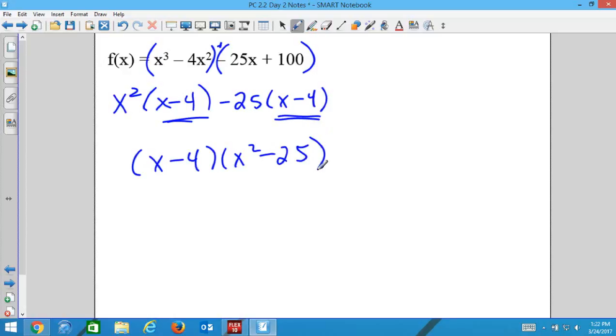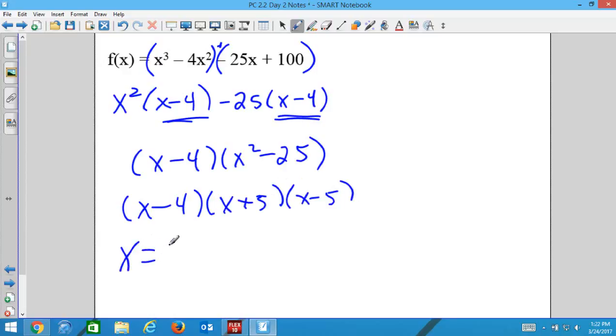Is it factored completely? No. So we have a difference of squares. And then we can find our factors: 4, negative 5, positive 5. Any multiplicity? No. So what's going to happen at 4 and at negative 5 and at positive 5? Just going to go straight through it.